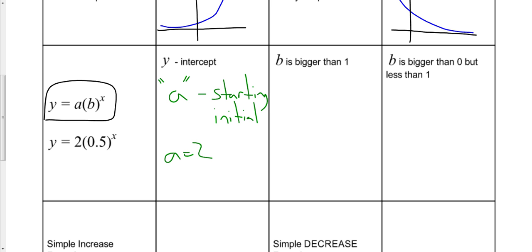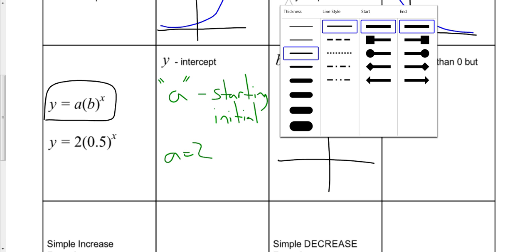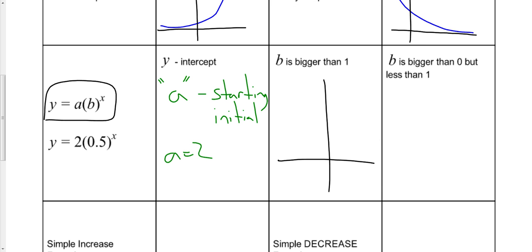If the b value is bigger than 1, and in this instance, the b value is not in our example here, but if the b value is bigger than 1, what that means is that it's a growth curve. And so we would end up having our axis, and if the b value is bigger than 1, then it's actually growing. So it's growth.